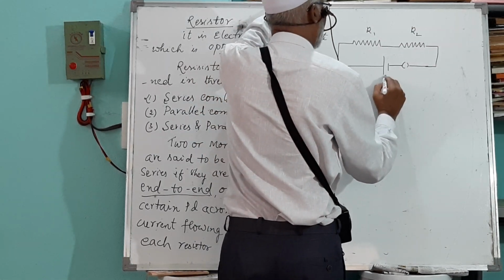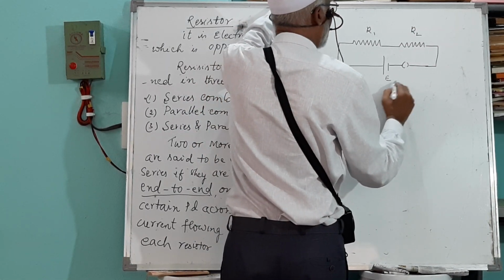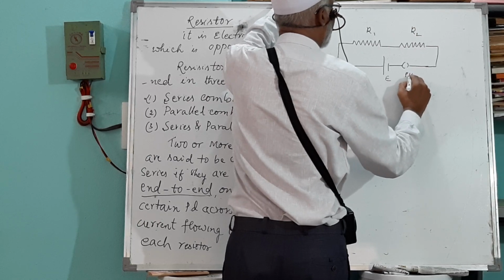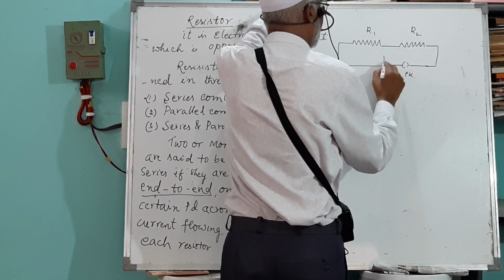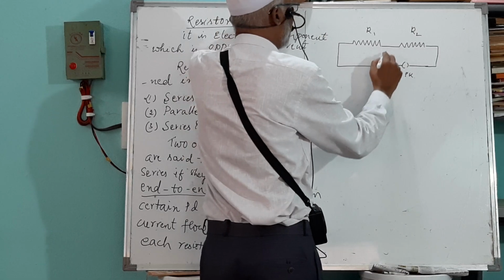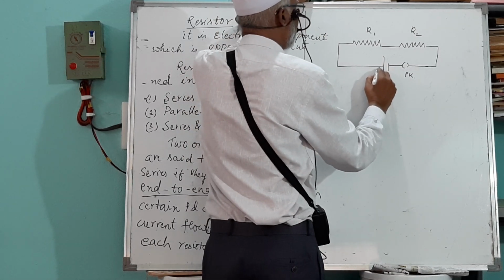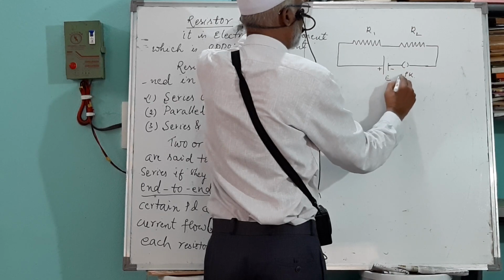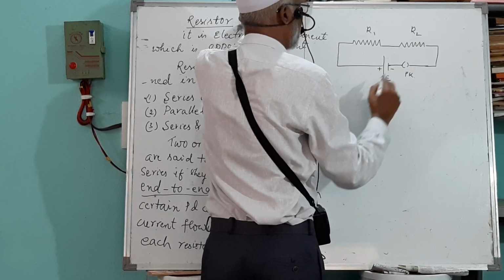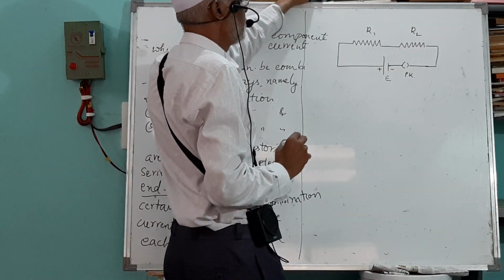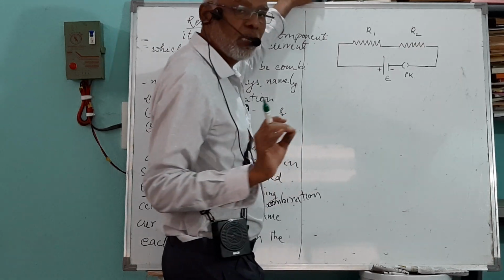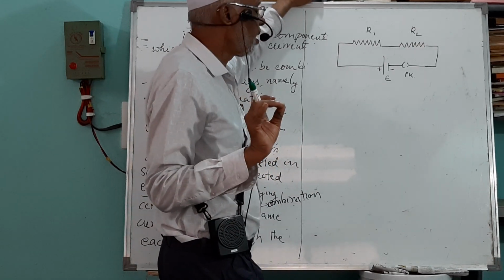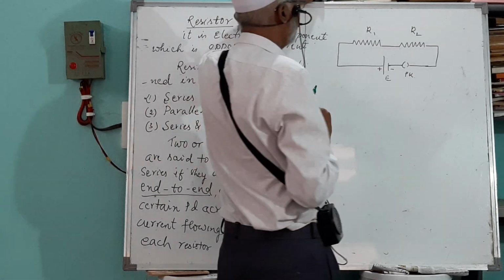This is a battery of EMF E, and this is a plug key, we can say PK. As I said, the big vertical bar represents the positive terminal, and the small vertical bar represents the negative terminal. This is a plug key. It acts as a switch. What is the function of the switch? It turns the circuit on and off.